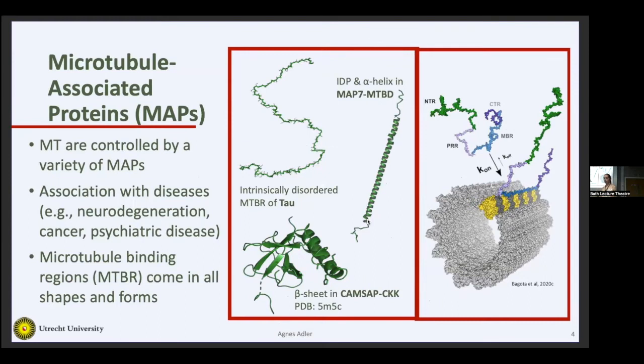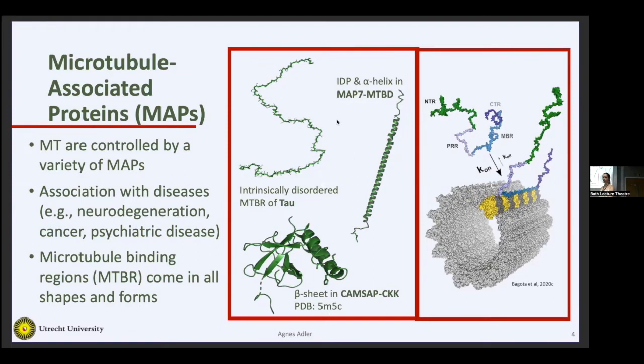They have a variety of functions. For example, they can help to stabilize microtubules. They can be motor proteins walking along the microtubules. They can bind them to other cell structures and so on. And as well as the microtubules, they are also associated with diseases, for example, neurodegenerative diseases. Their microtubule binding regions come in all shapes and forms.